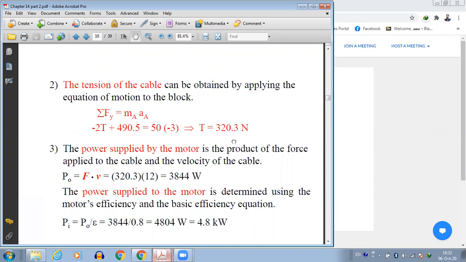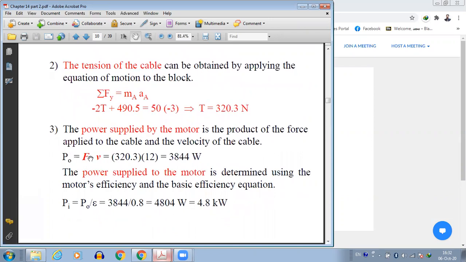Once we know the tension, this tension is basically the force here. So we will get the power output. Once we know the power output, we'll get the power input.